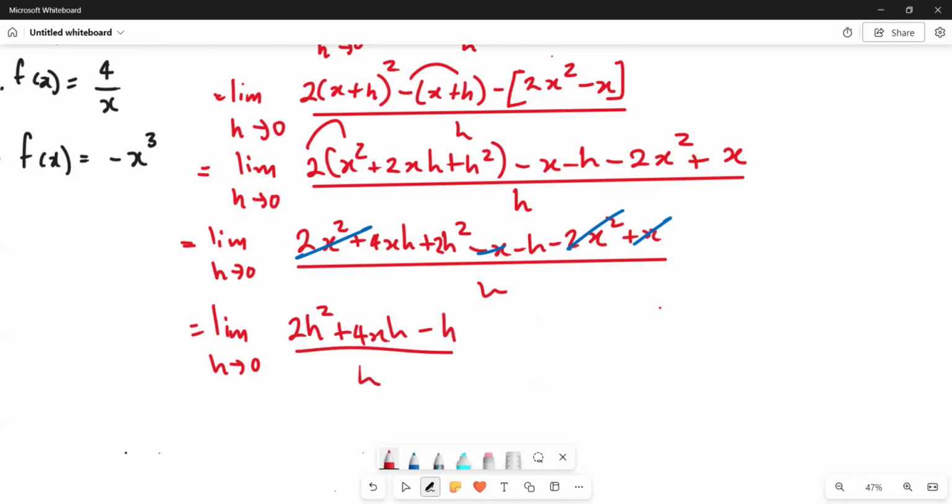Over h. How to get? Then now from here, you can always collect what? You can now take out your h as a common factor. Remember, now we want to get rid of our denominator h, right?